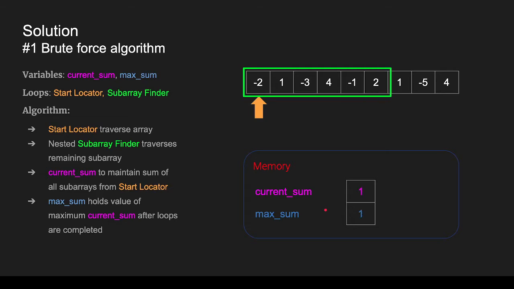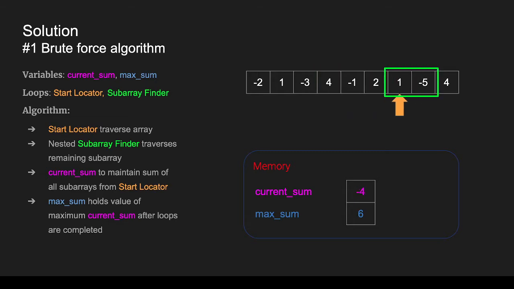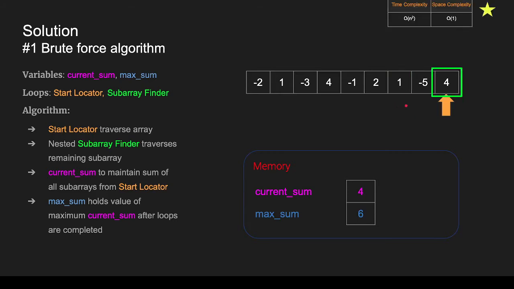We keep going further until we traverse the whole array and complete all the subarrays starting from -2. After that the start locator moves to the value 1 and the algorithm continues until it reaches the position where the start locator is at 4 and the subarray finder has explored until the value 1, which happens to be the maximum sum of any subarray in the integer array. After that, the max sum never gets updated, but the algorithm keeps going until it reaches the location where the start locator is at 4 and the subarray finder has no more options to explore.